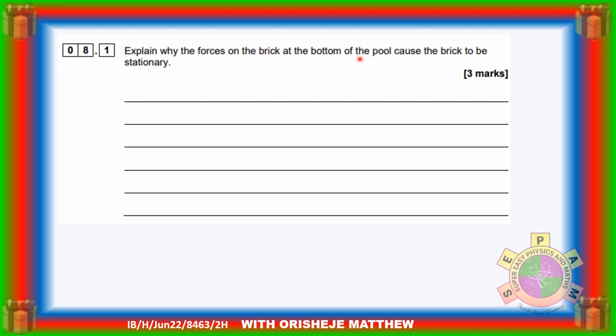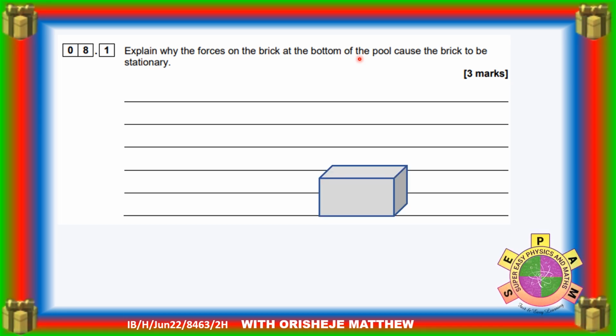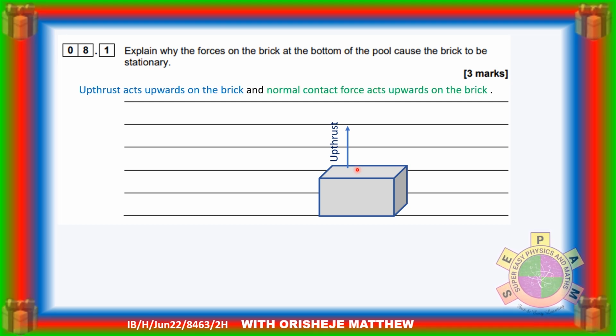So why does it cause it to be stationary? If you look at the brick, why is it that the brick is not floating but is just at one point? So you have to carry out the resolution. Now the up thrust will be acting upward. There are three forces acting on the brick: the up thrust due to the liquid where it is submerged, and the contact force on the brick, acting normally upward.